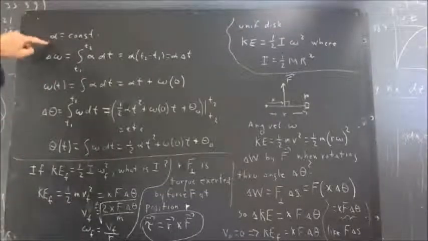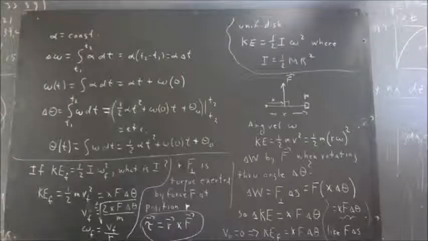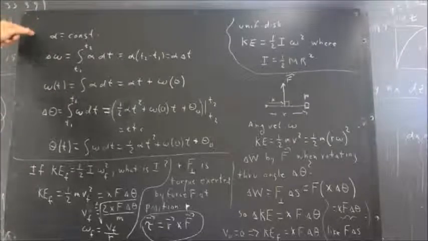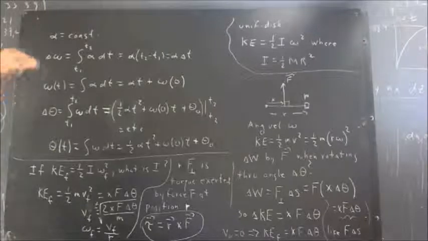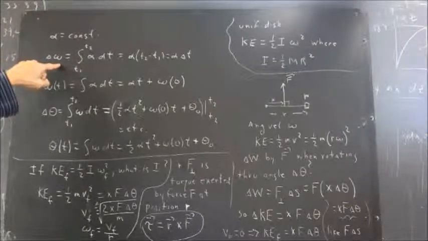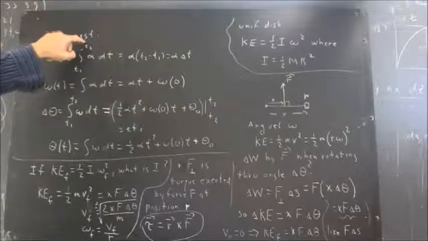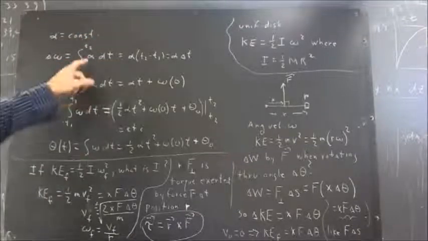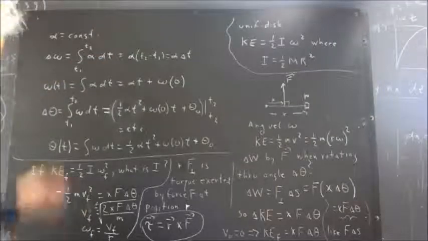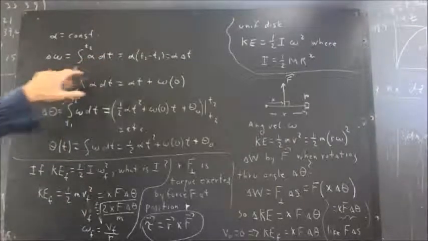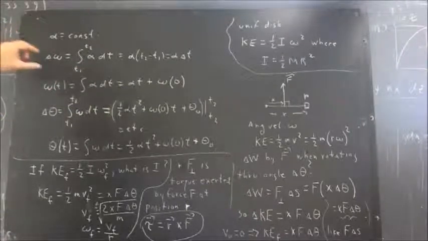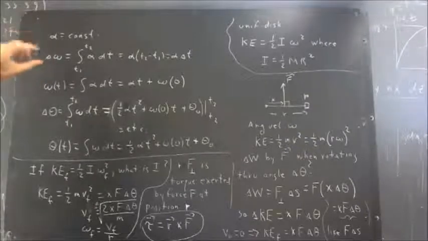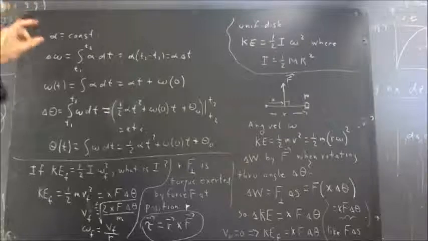Okay, if angular acceleration is constant, then if we define angular acceleration to be the rate of change of angular velocity and angular velocity to be the rate of change of angular position, it follows that the change in angular velocity is the integral between two values of your clock time of the angular acceleration with respect to t. And that is a direct consequence of angular acceleration being the rate of change, or the derivative, of angular velocity.